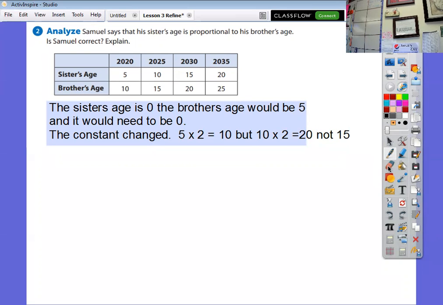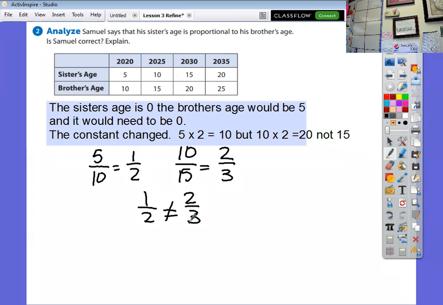So what Duncan did was so cool, because in order for you to have proportional relationships, you have to have equivalent ratios. So he said 5/10 is 1/2. 10/15 is 2/3. 1/2 does not equal 2/3. So that was awesome. I love it.